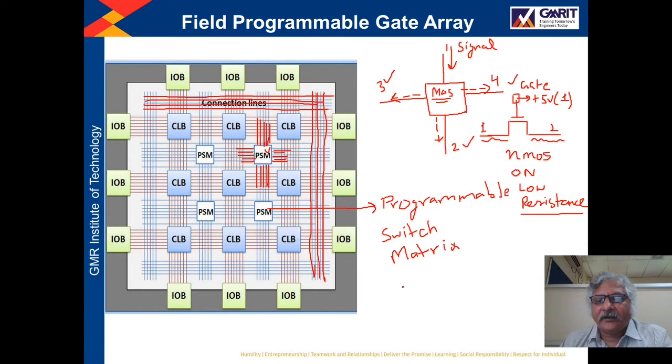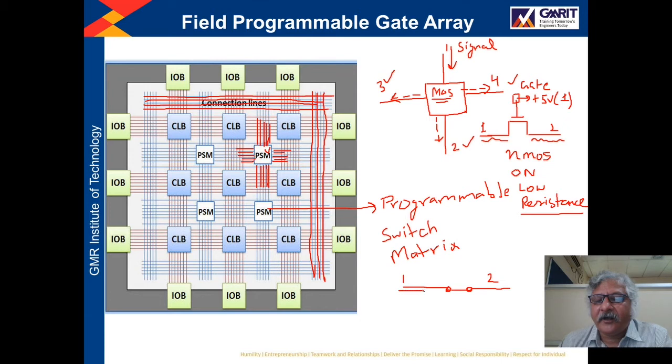It looks like this. This is wire number 1, this is wire number 2, and in between we have NMOS. But now this NMOS is on, right? This is my NMOS. Now an NMOS that is on acts as a short circuit because it has very low resistance. So now we have connected wire number 1 with wire number 2, right?